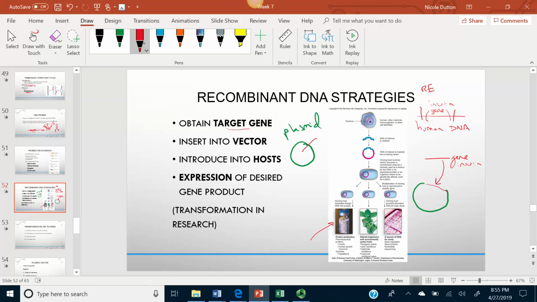Now that the plasmid is inside of the bacterial cell, when this plasmid is copied, transcribed, and translated, this bacterial cell is going to be pumping out human insulin because it has the gene for insulin here. And we isolate that insulin, and that's what is sold to people that have insulin-dependent diabetes.